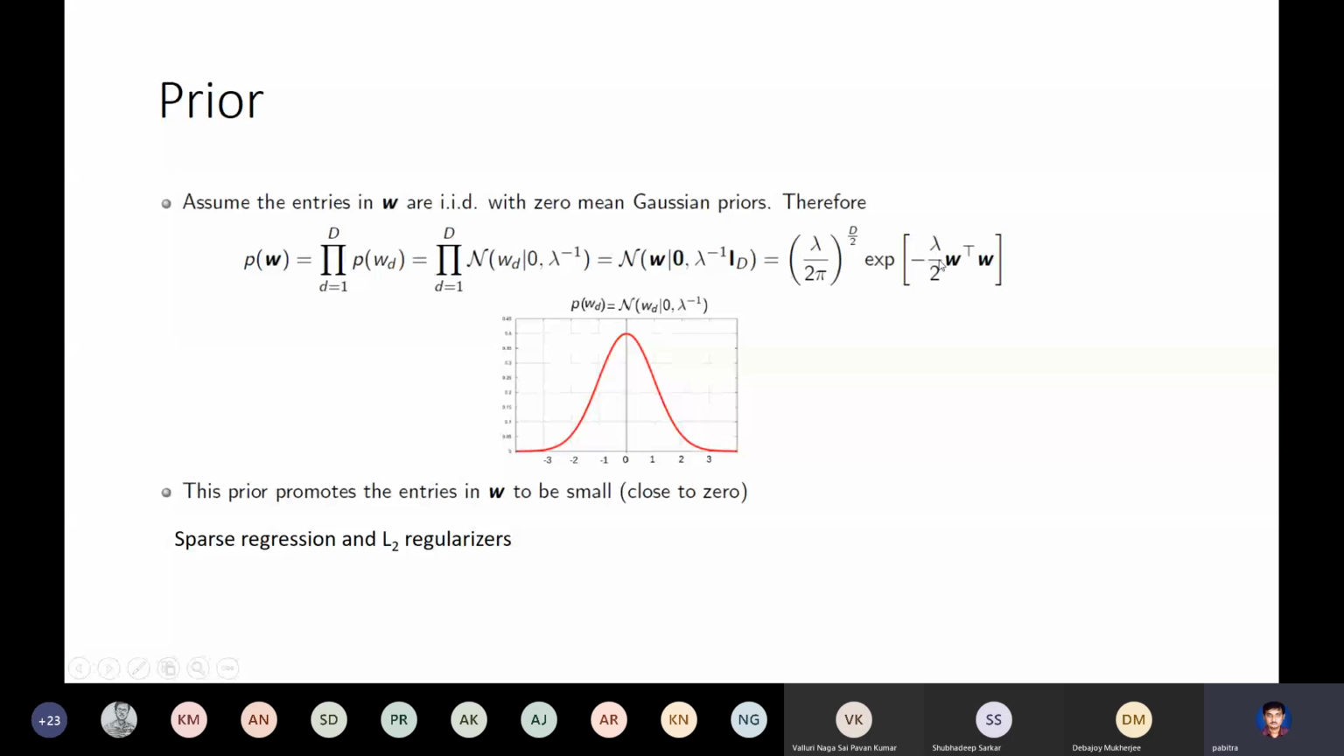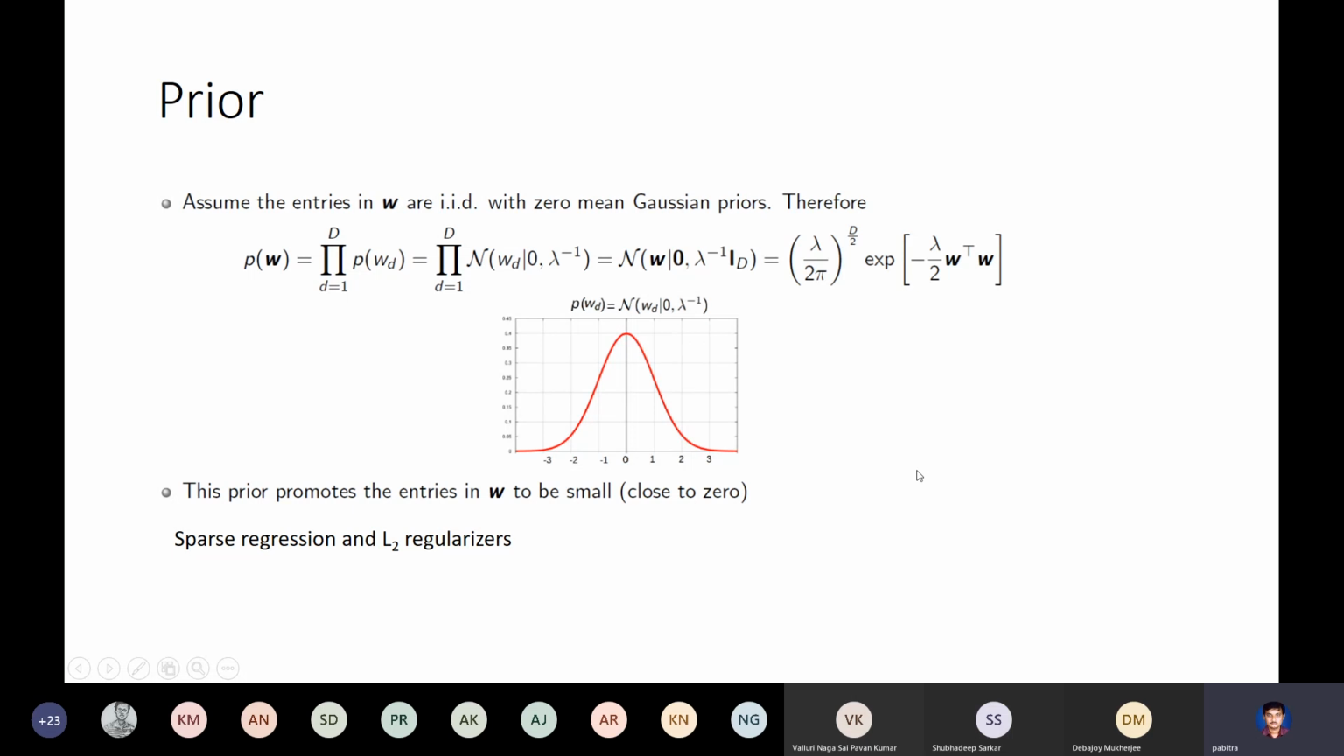with this form, lambda by 2. So each of these individual Gaussians is zero mean and all of them have the same variance, lambda inverse. Since W is a d-dimensional vector, it is a d-dimensional Gaussian with zero mean and lambda variance. So if we plot it, it basically means that the zero values of W_d are more preferred in the prior. Small values or values near zero are more preferred than larger values.